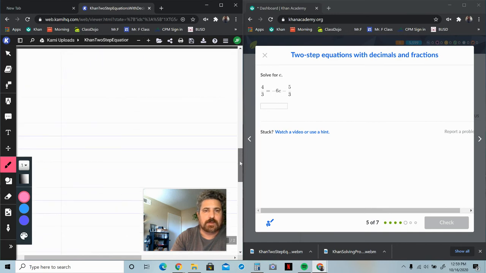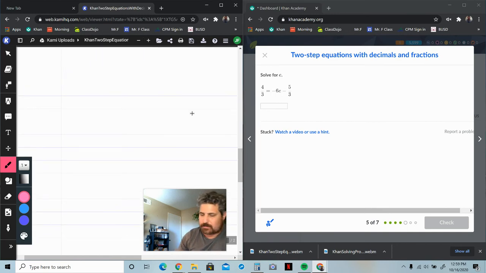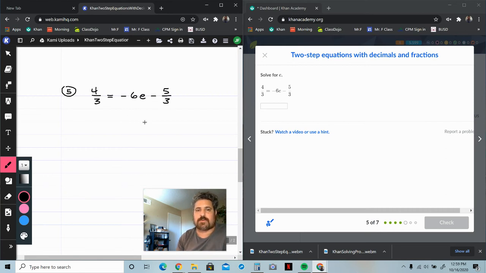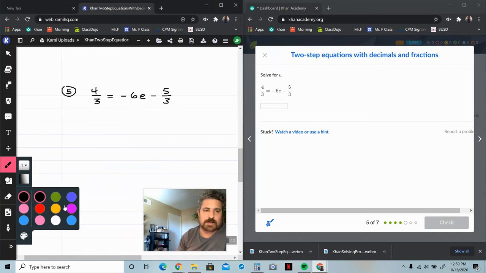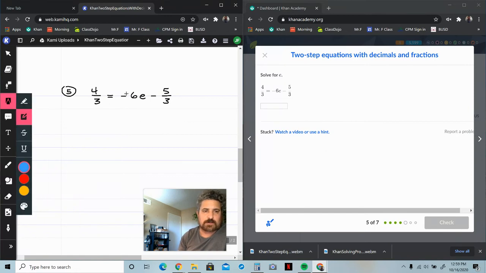Okay. And so let's do the next problem. I'll try to get it done efficiently here. So number 5 is 4/3 equals negative 6e minus 5/3. Now, I think this is a prime candidate for getting rid of the fractions, really. But let's just do it both ways so you can see the process again. So if you wanted to just do it the normal way where you're working with the rational numbers, you want to get this negative 6e by itself.